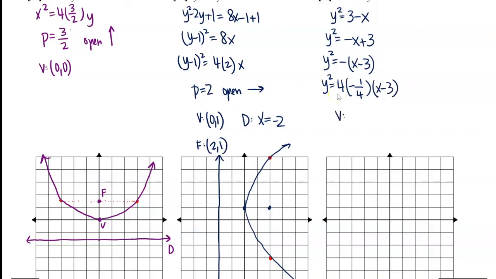So my vertex is going to be at 3, 0. The p-value is equal to -1/4. And because the y term is squared and not the x, this will open left or right. And a p-value that's negative means it will open to the left.